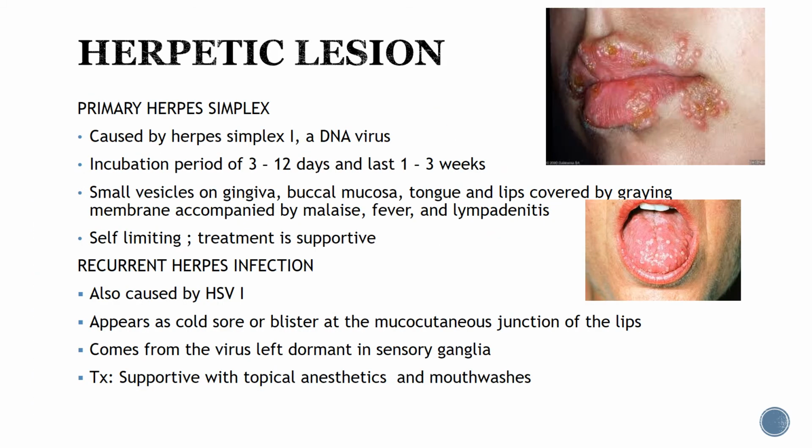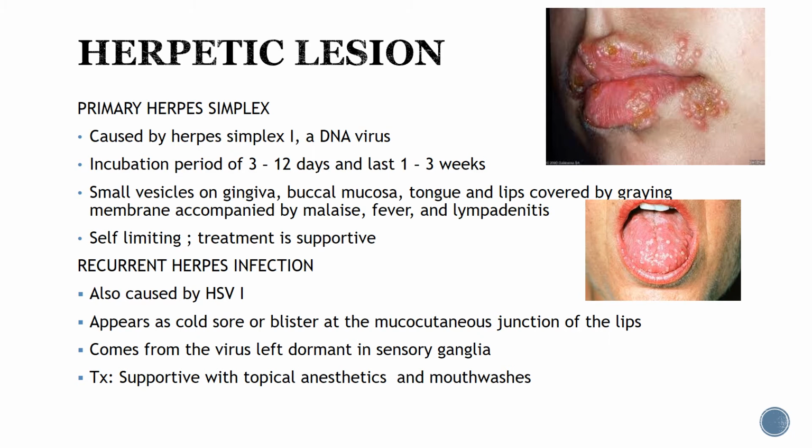There are two types of herpetic lesions, the primary herpes simplex and the recurrent herpes infection. The primary herpes simplex infection is caused by herpes simplex type 1, which is a DNA virus, and its incubation period is 3 to 12 days and lasts 1 to 3 weeks. It presents as small vesicles on the gingiva, buccal mucosa, tongue, and lips covered by a graying membrane, accompanied by malaise, fever, and lymphadenitis. This is self-limiting. Treatment is supportive, but lately we use antivirals.